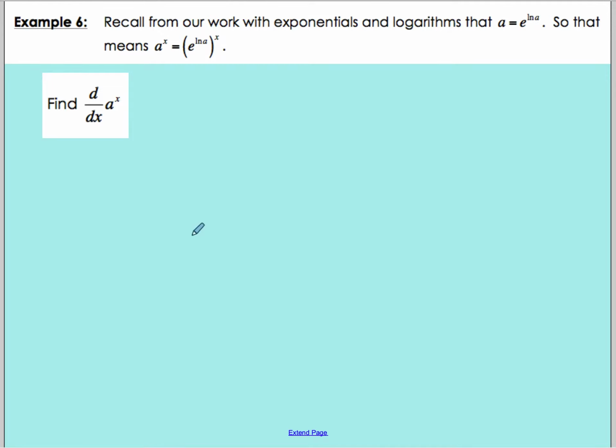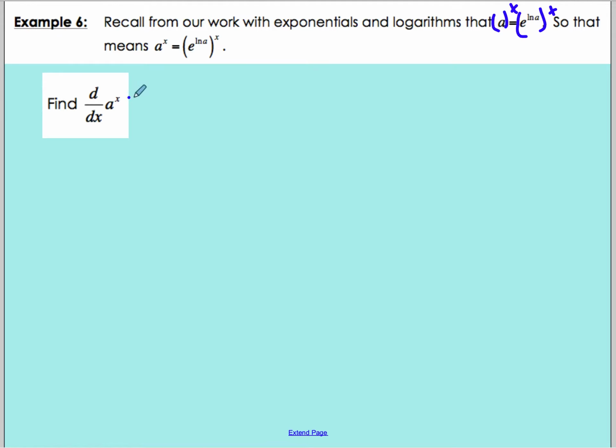Okay, so the top part is telling us a piece of information that will be useful in our proof. It says, recall from our work with exponentials and logs that a is equal to e to the ln of a. This is true because e and ln would cancel each other out because they're inverses, and you'd be just left with a. Okay, so that would mean that if I wanted to do a to the x, I could take both sides to the x power, and you would see that we have this result here. The reason we're going to do this is because I want to find the derivative of a to the x, and this piece of information will help us out.